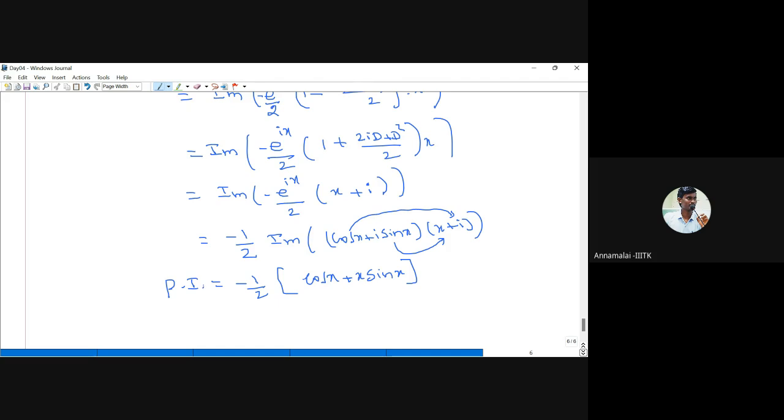Okay, any doubt in this? So whenever the right hand side function contains x into sin or x into cos, you have to convert it into e power ix, and then find the imaginary part or real part depending upon sin or cos. If it is cos, you take the real part. If it is sin, you take the imaginary part. So this is the main idea of this.